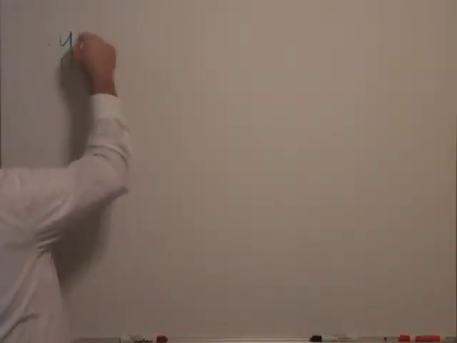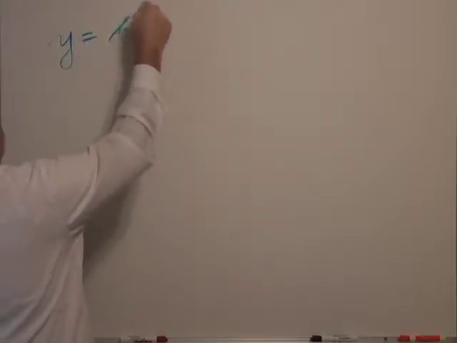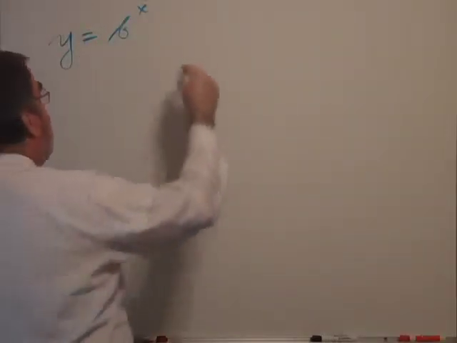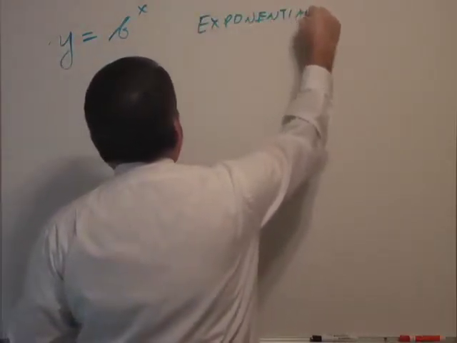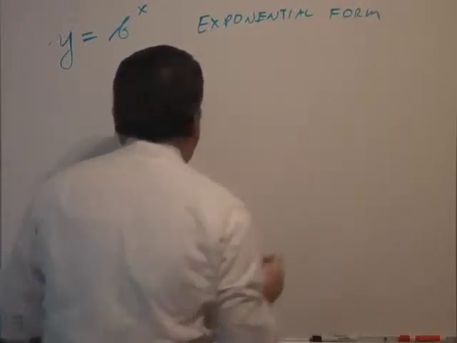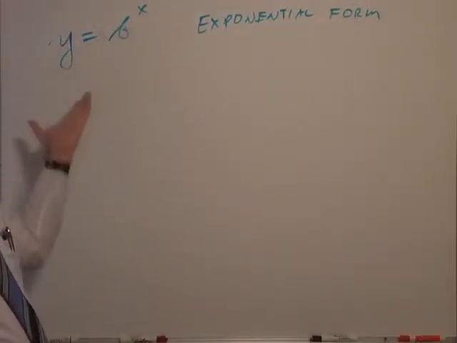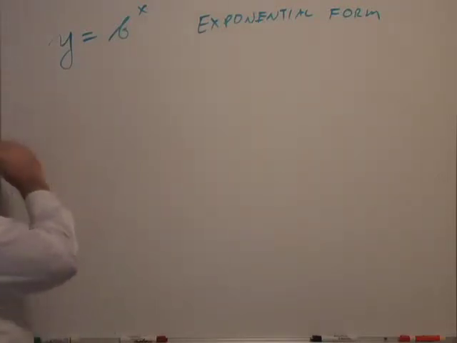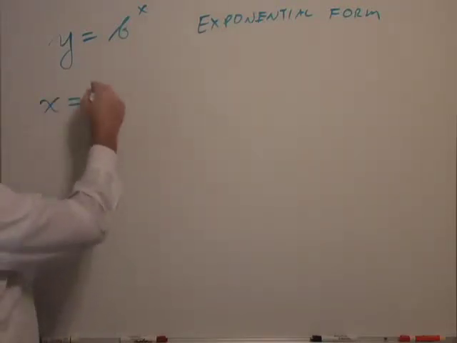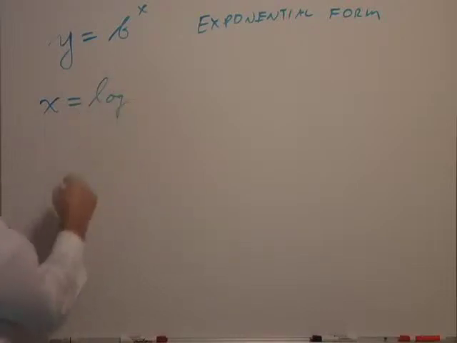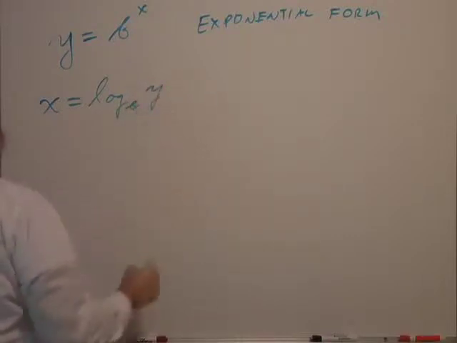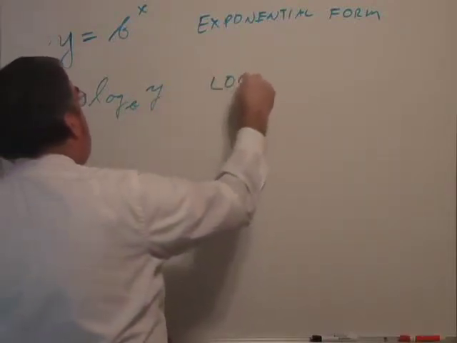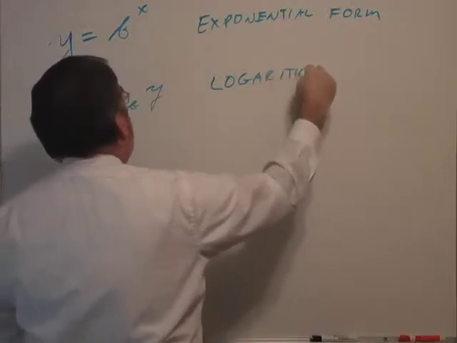Our basic exponential function, or a simple one, is y equals b to the x. This is a form that I'll call exponential form. Now, if we wanted to solve for x, what would it look like? Well, this is where the logarithm comes into play. x will be the logarithm, and we abbreviate logarithm as log, base b of y. This is called the logarithmic form.